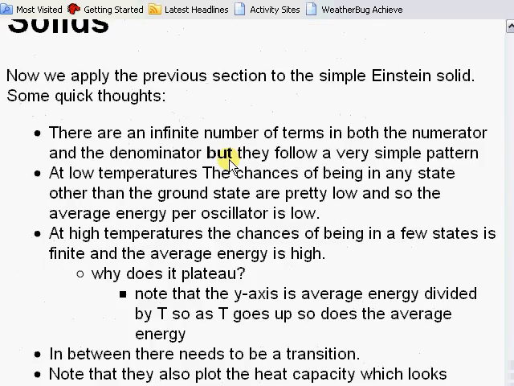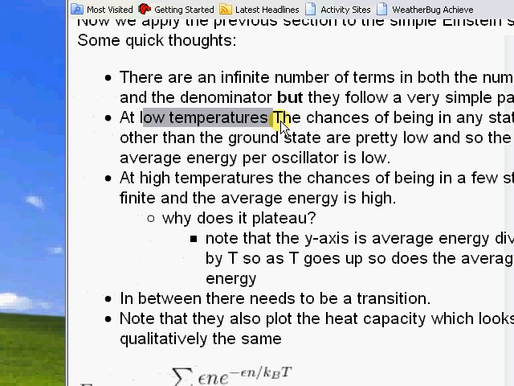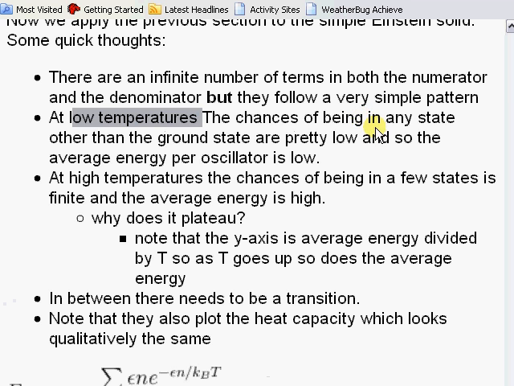So just a few major points here. Let's see. So there's an infinite number of terms in both the numerator and the denominator for the Einstein solid. However, they follow a very, very simple pattern, and that's why we're able to do some of the math here. Okay, so what happens at low temperatures? So at low temperatures, the chances of being in any state other than the ground state are pretty low.